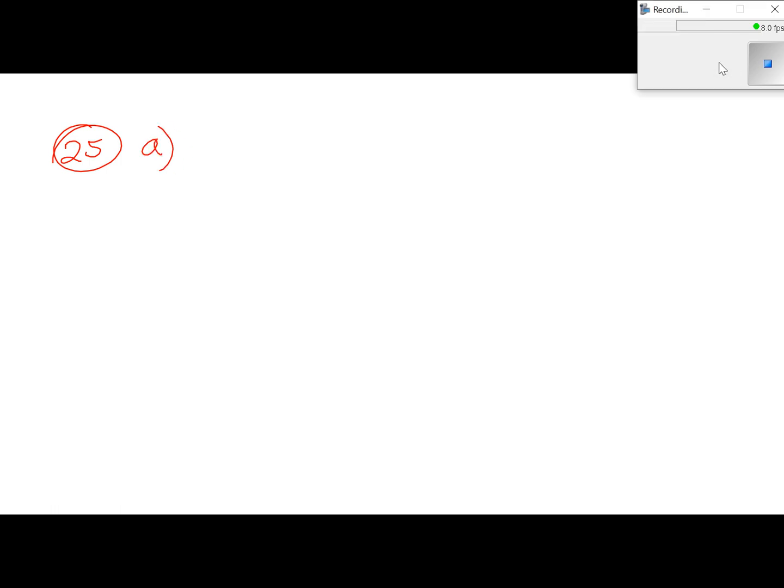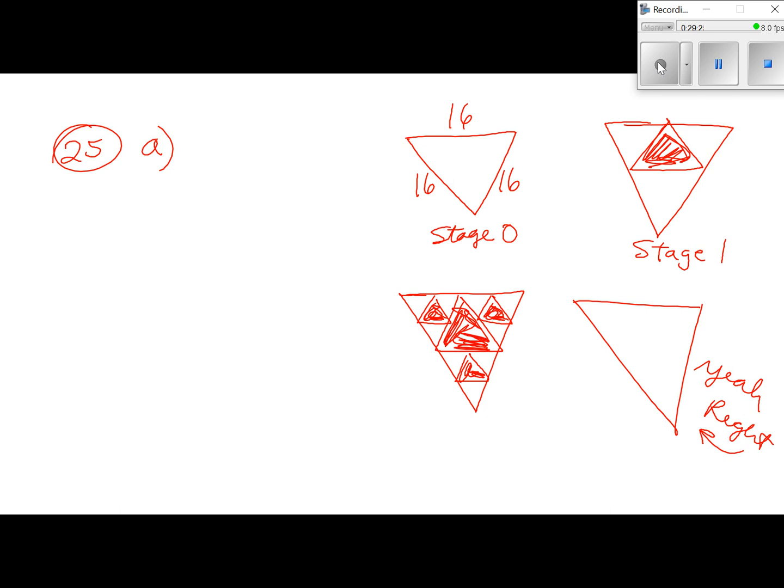Part A, they want us to find the perimeter of this triangle, the shaded triangle here, the mid-segment triangle. If each side's 16, we know the perimeter of this one's 48. If you take 3 times 16, that's 48. So we know that perimeter. They want us to find this perimeter.